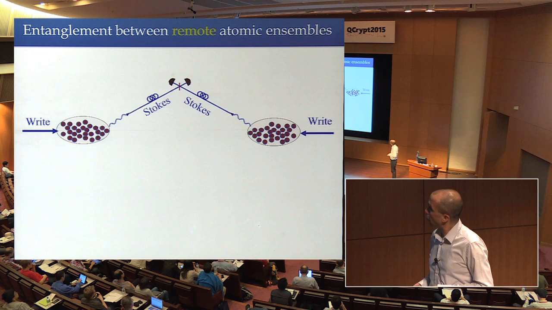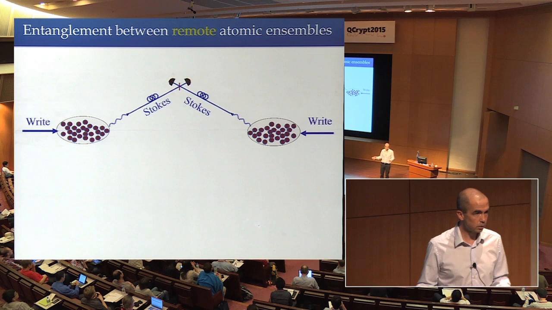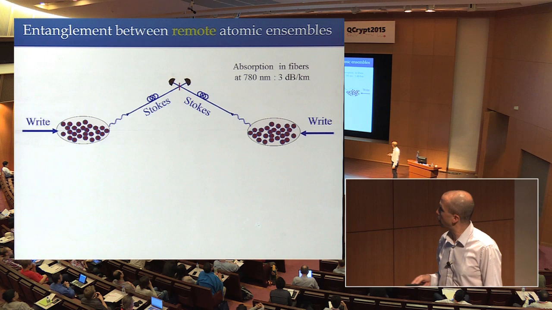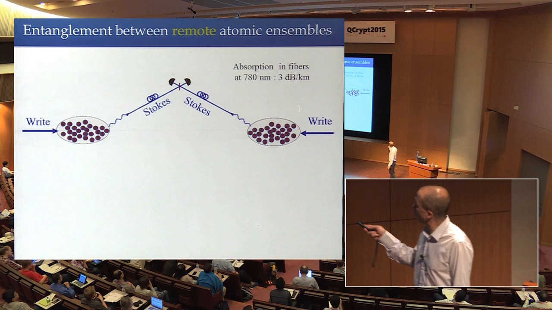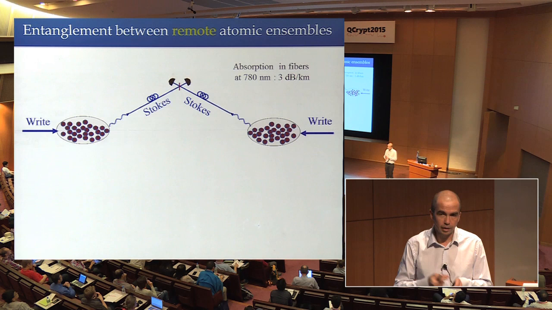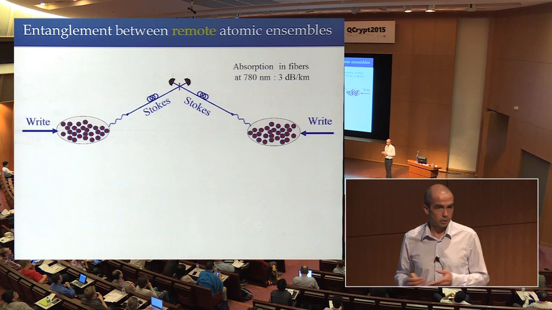Okay, so I told you before that we succeeded in entangling two ensembles over 3 meters. Of course, 3 meters is not so long. So the question is, how can we improve that? Well, one of the problems is that we use cesium, but we can also use rubidium. Typically for rubidium, the wavelength is at 780 nanometers. So if you want to put a photon like this in an optical fiber, the loss that you have is something like 3 dB per kilometer. So after 10 kilometers, you lose a factor of 1,000. So of course, this is not very good for really long distance.